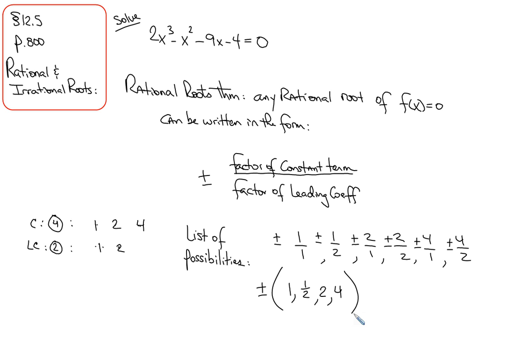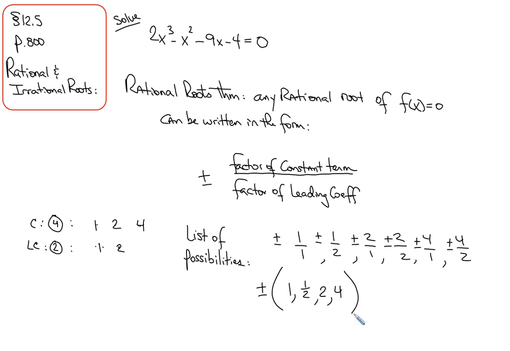Plus or minus 1, plus or minus 1/2, plus or minus 2, plus or minus 4. There's 8 possibilities. Now, we have no idea which, if any, of those actually work. But we know that if any of the solutions can be written as fractions, they are definitely on that list right now.